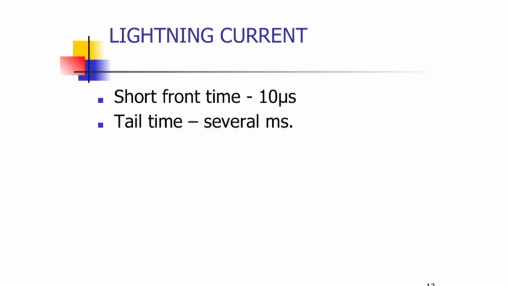What is the lightning current? It has a short front time. That means in 10 microseconds it reaches its peak value, and the tail time will be several milliseconds. In 10 microseconds it will reach its maximum. For example, if it is 10 power 7 volt, it will reach that value in 10 microseconds.